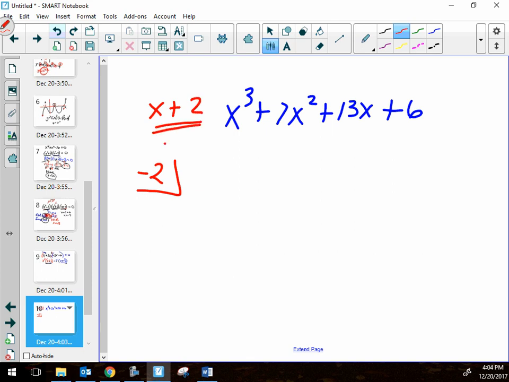That's a factor. That's a root. The root is the thing that makes it equal to 0. That's why we call it a 0 also. And then I'm going to put in a 1, 7, 13, 6. Draw a line.